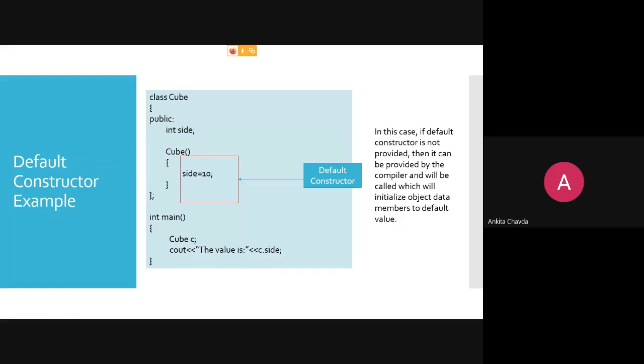But if you are not providing anything, then the compiler will provide it by default, and it will assign it the 0. So you will get in c dot side, that is 0. So in this case, if the default constructor is not provided, then it can be provided by the compiler, and it will be called, which will initialize the object data members to the default value. So you have given side is equal to 10, so the 10 will be provided to you, and here the value printed is 10.